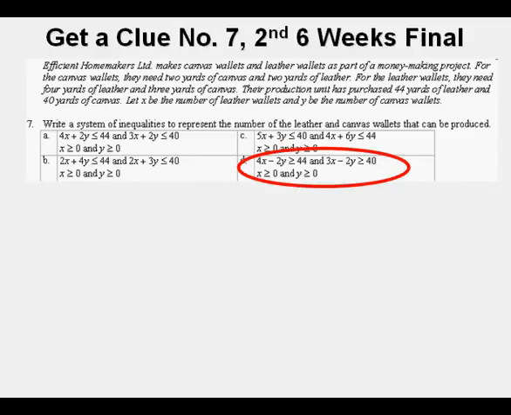The first thing to notice is that choice D has greater than. It's only less than or equal to that will work, since 44 yards of leather and 40 yards of canvas are the upper limits of production possibilities. So we cross off choice D.